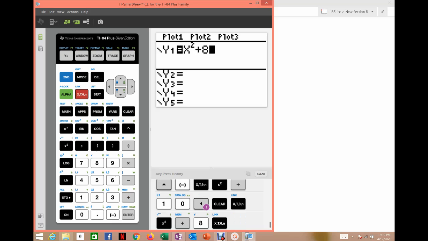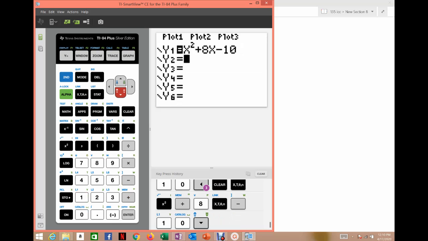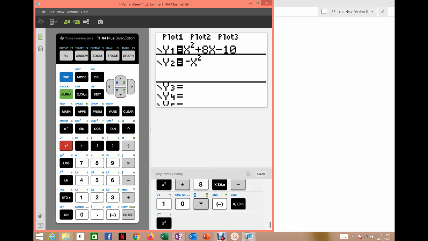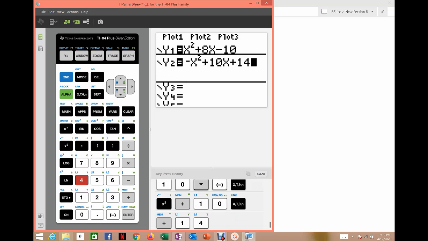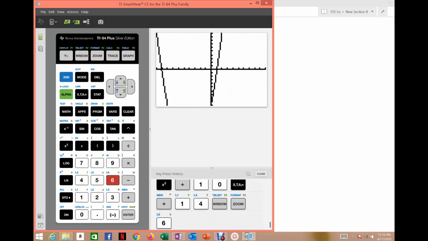plus 8x minus 10. That's our f of x function, and then our g of x, which is negative x squared plus 10x plus 14. I might go to a standard window, start there. So window, zoom, standard. Let's see if I get, so I need to go a little bigger.